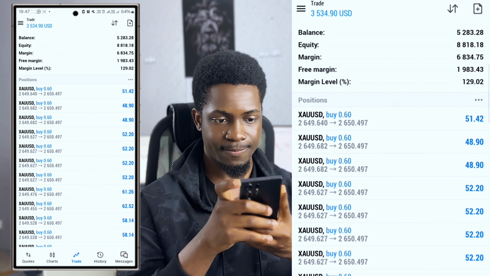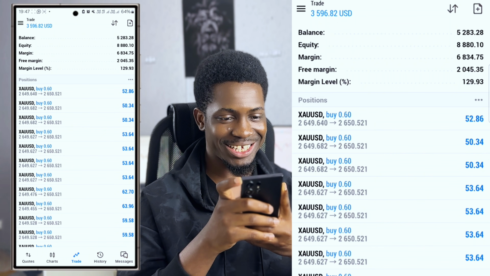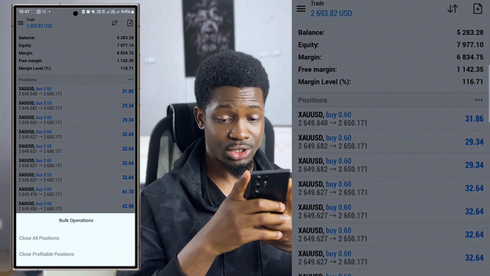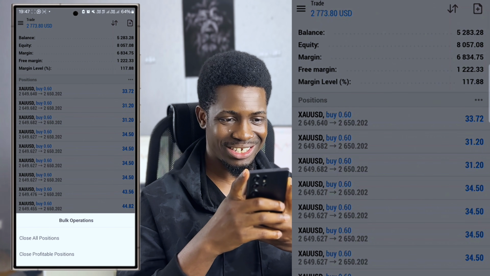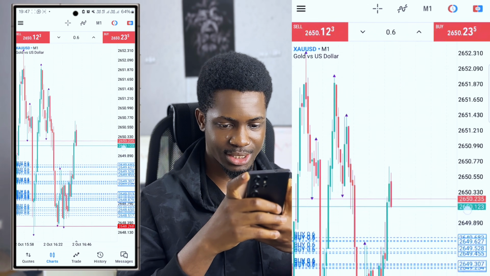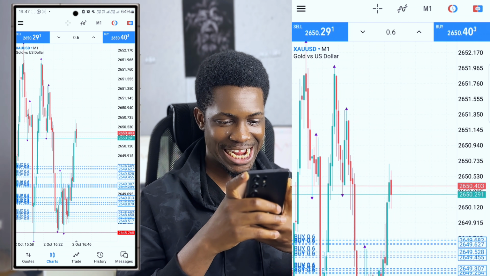3.6k, 3.5. Okay, that's dropping. That's dropping. Okay, let's see what's happening. 3.2, 2.5. No, let's leave this trade. Okay, no, let's not sleep. Let's check out the chart and just see what's happening.